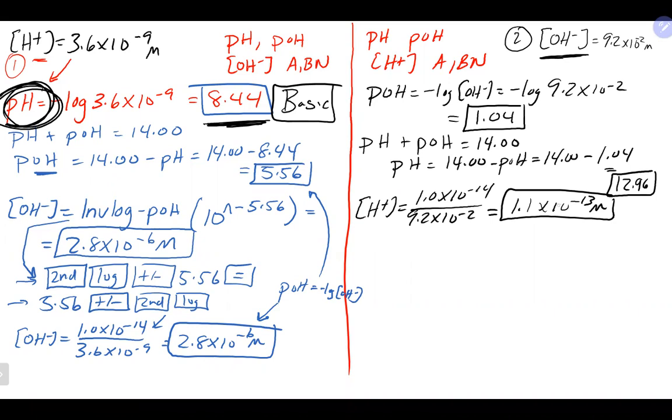Let's see here. The only thing we're missing is, is it acidic, basic, or neutral? And in this case, once again, we're going to look at the pH, which is this guy. And the pH here is 12.96, which is again above 7, which means this guy should be basic in this case. Any questions on that there?